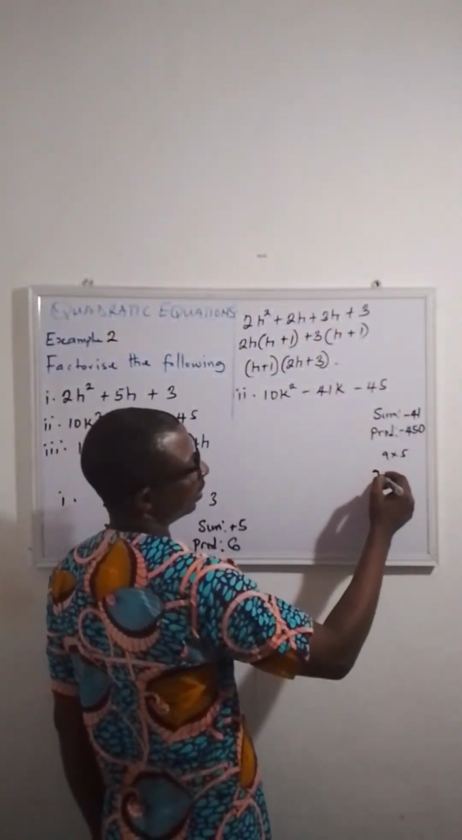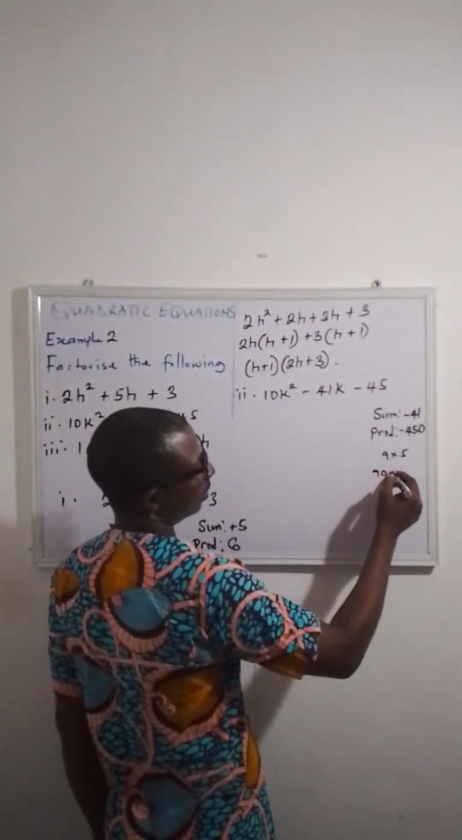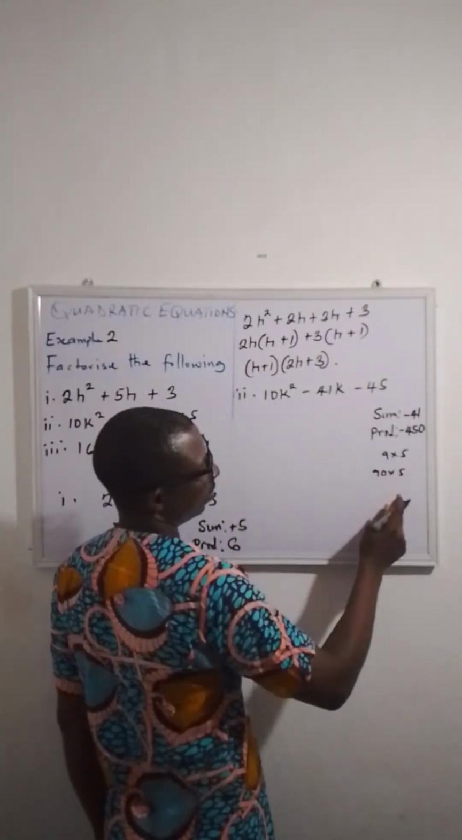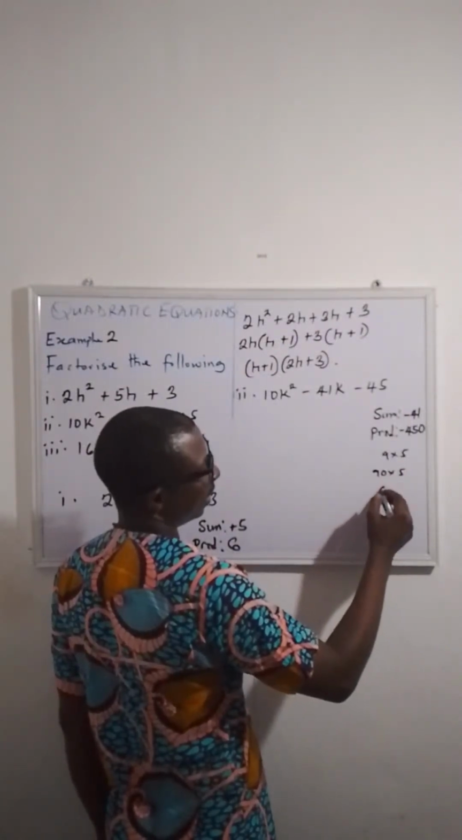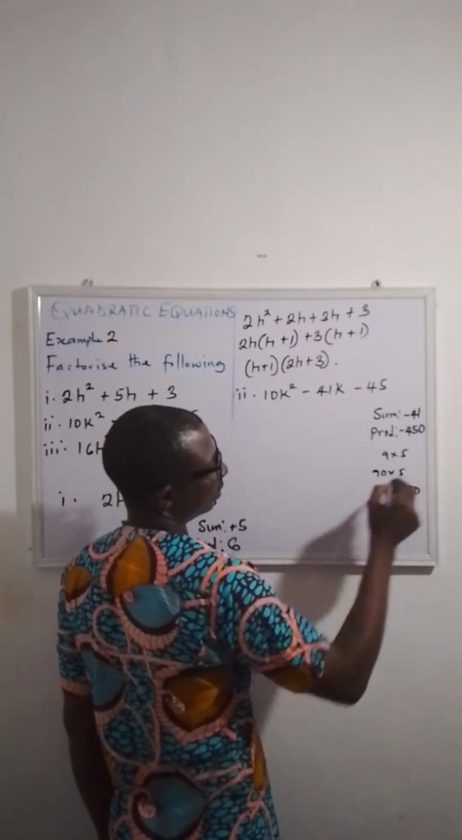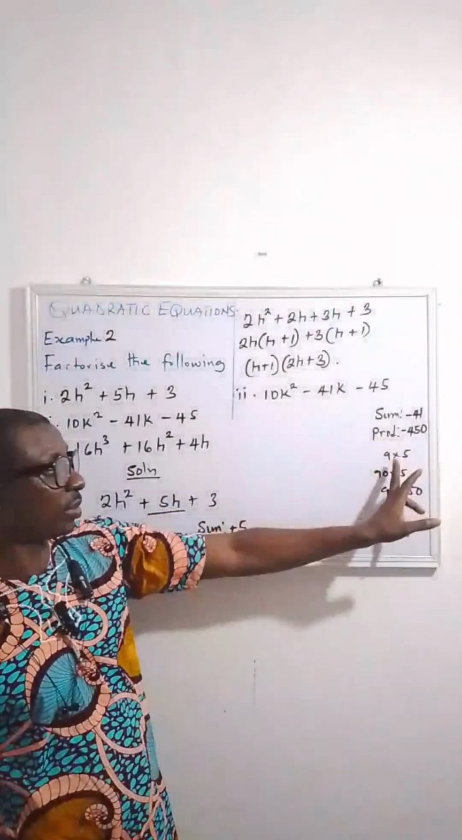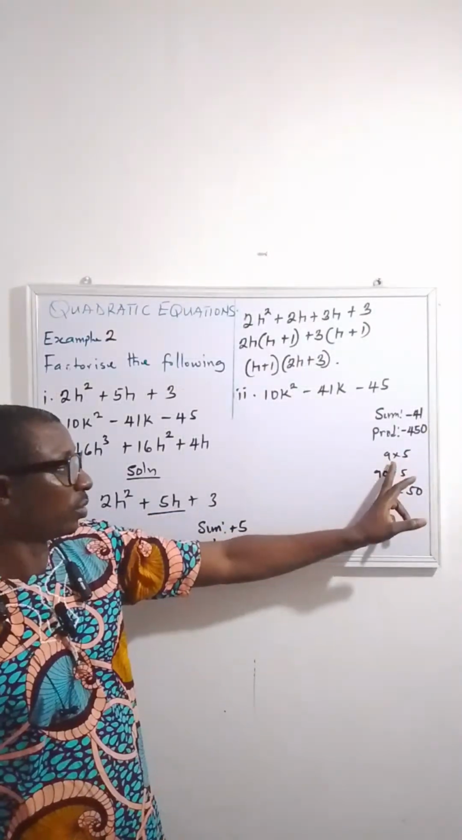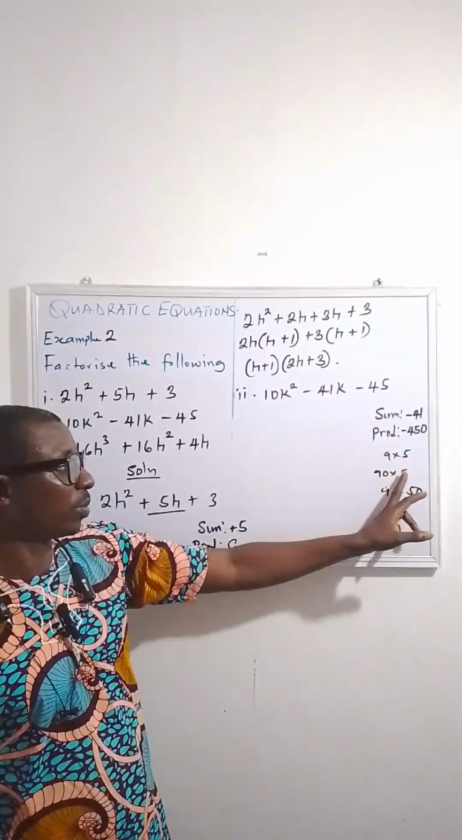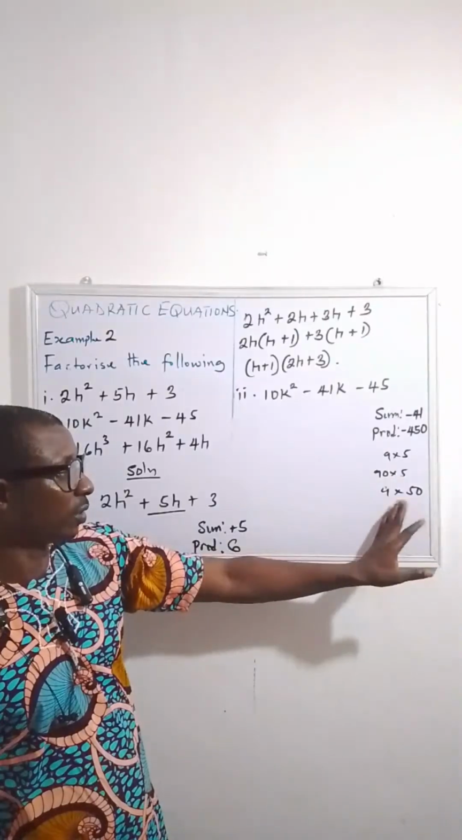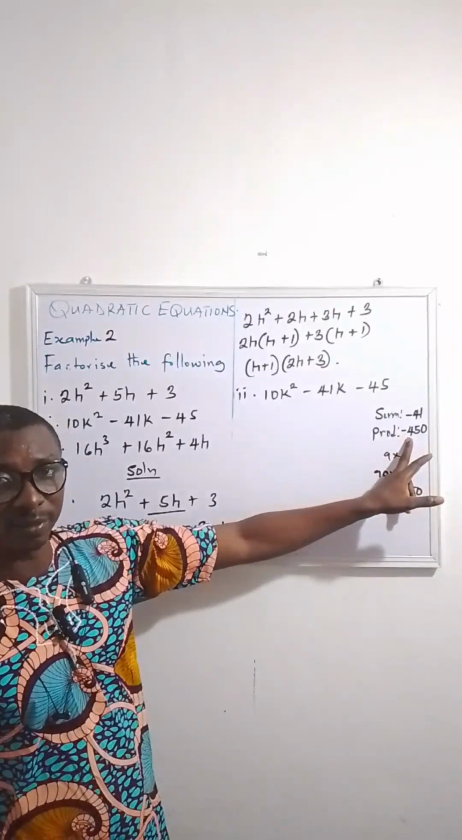Now, either I have 90 times 5, or I have 9 times 50. So we just put 0 since we are skipping. You skip 0 here, so put 0 here or here. So when you use this to multiply this, you have 450. But what we have here is negative 450.